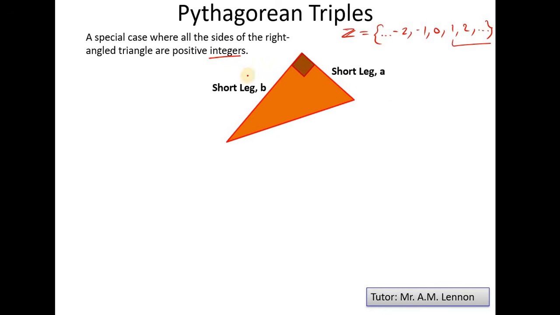Okay, so looking at the natural numbers, since we're talking about measurement, it cannot be negative, right? And the length of something cannot be 0. So we're looking at positive integers. Obviously, this is going to be our hypotenuse facing a 90-degree angle.